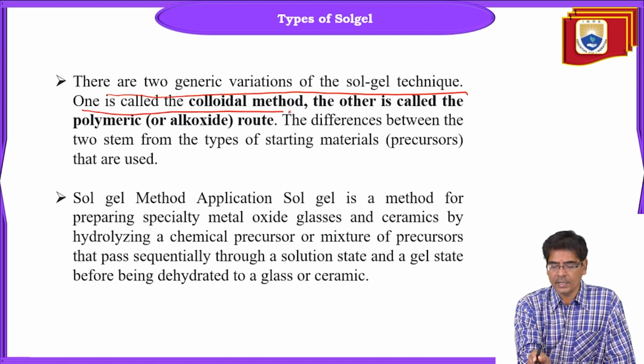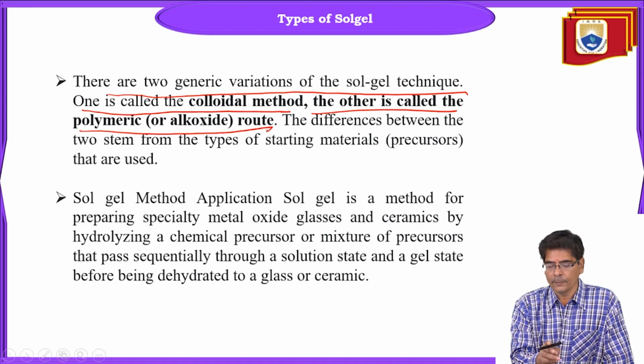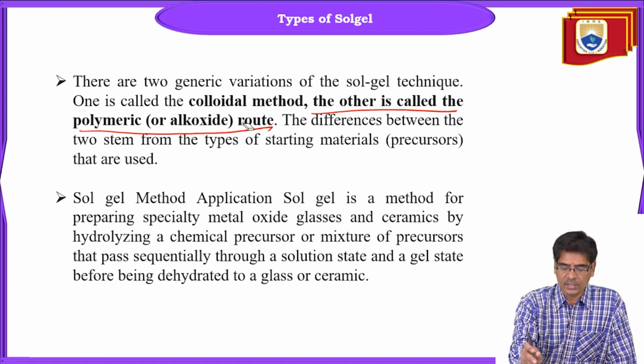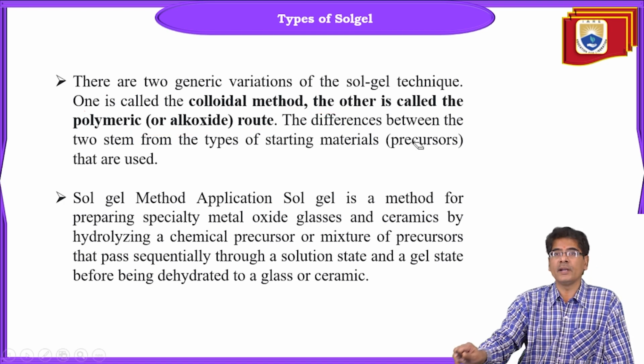One is called the colloidal method. The other is called the polymeric or alkoxide route. Right? There are two types of Sol-Gel method. One is the colloidal method.